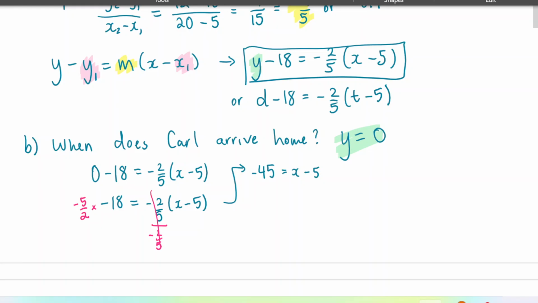And then I'm going to add 5 to both sides. But why is my... Oh, it won't be negative. I was thinking, why is my answer negative? It's not negative because we have negative 18 times negative 5 over 2. So those negatives cancel. There we go. Okay, good. So 50 equals x. So it takes 50 minutes.